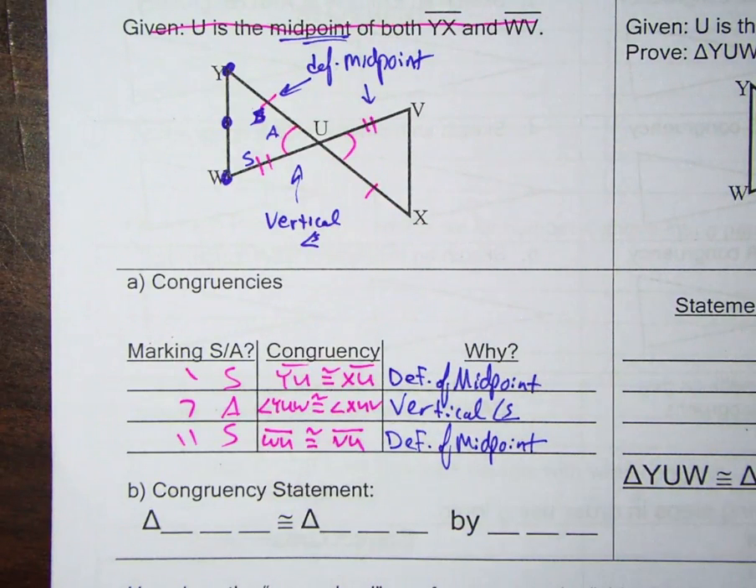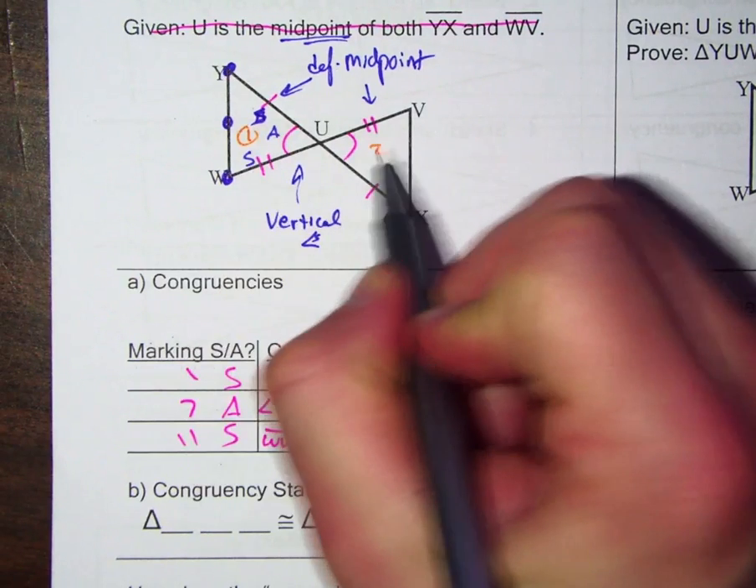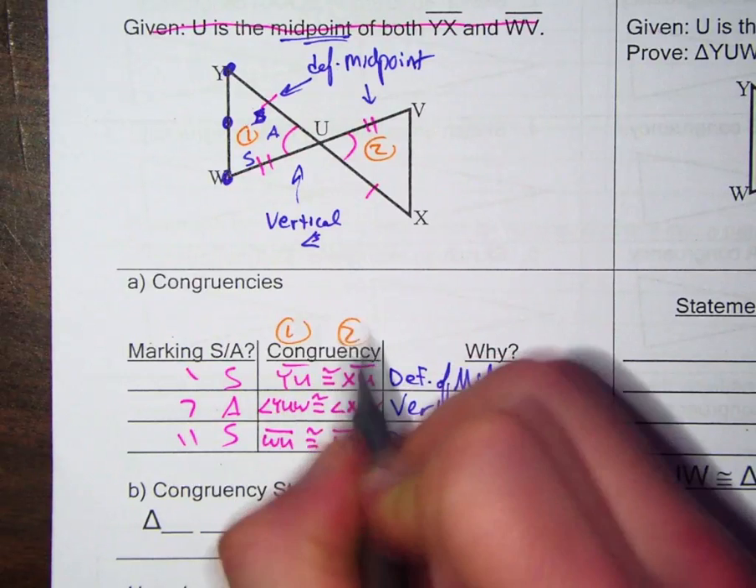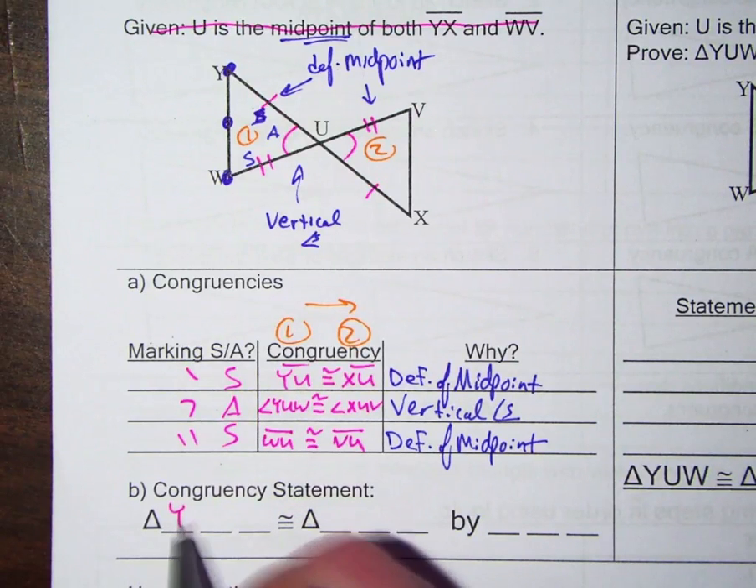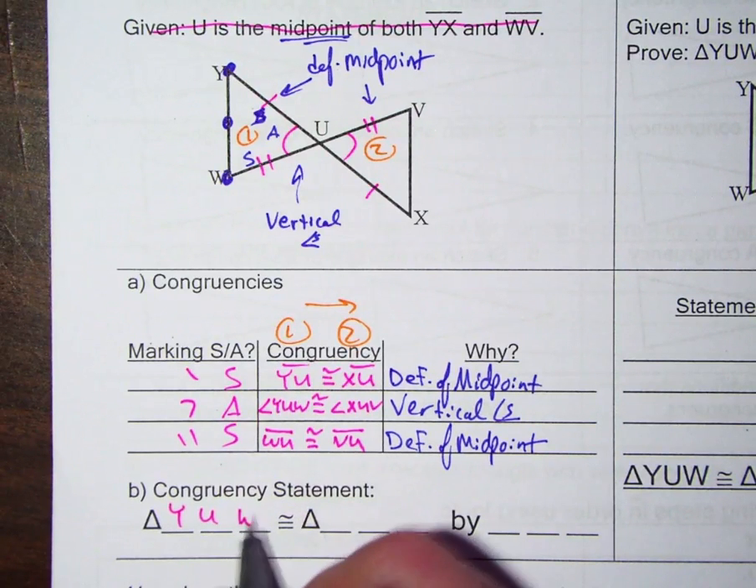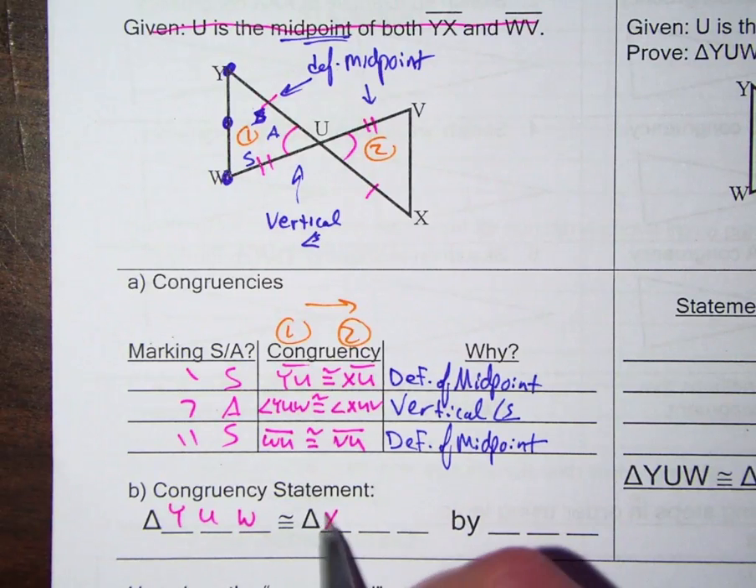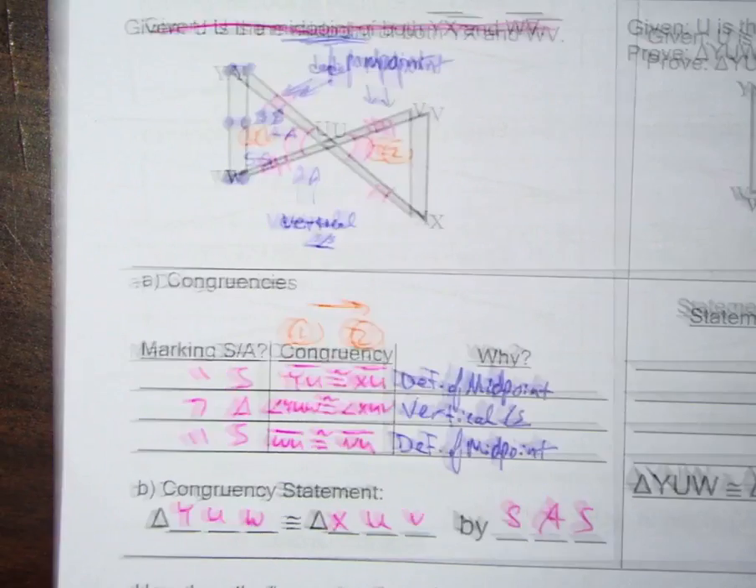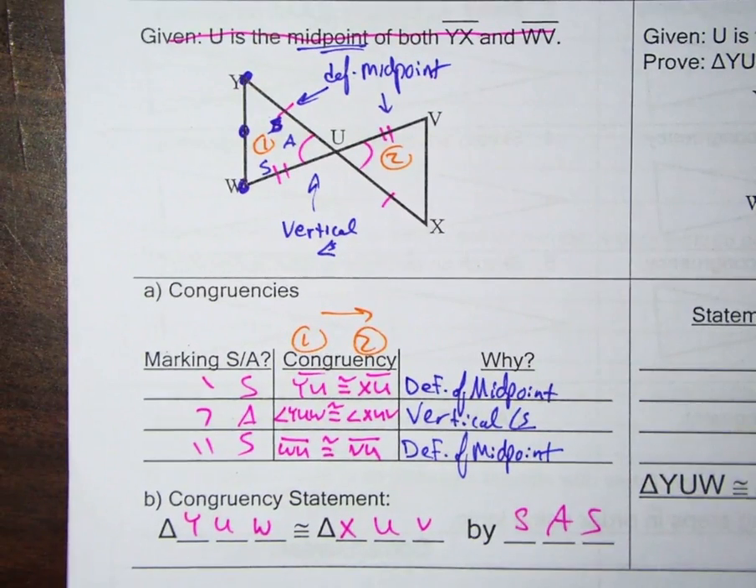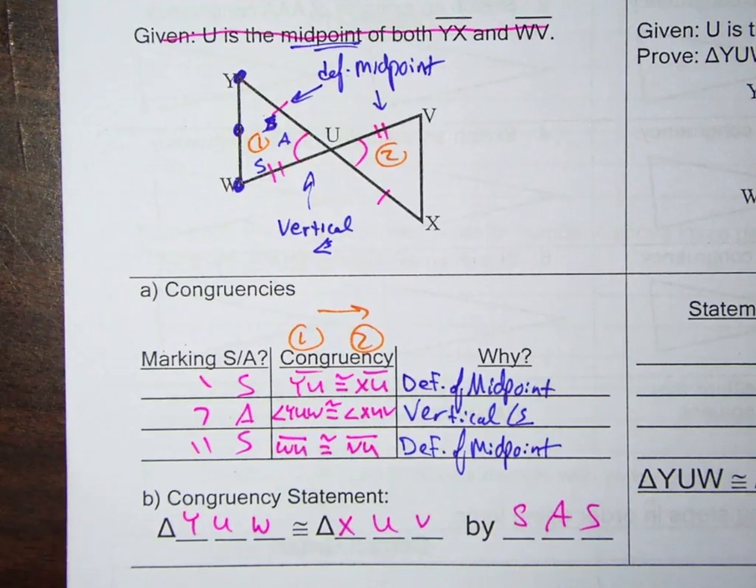I'll make a statement. I've been trying to follow this order here. This was my first triangle, this was my second triangle. So I kept the same order. So I have to do the same thing down here. And I'm going to say triangle YUW is congruent to triangle XUV. Reason why: side, angle, side, congruency. Now that's the old school way. Check your work. Let's go take this and actually fit it into a new format.